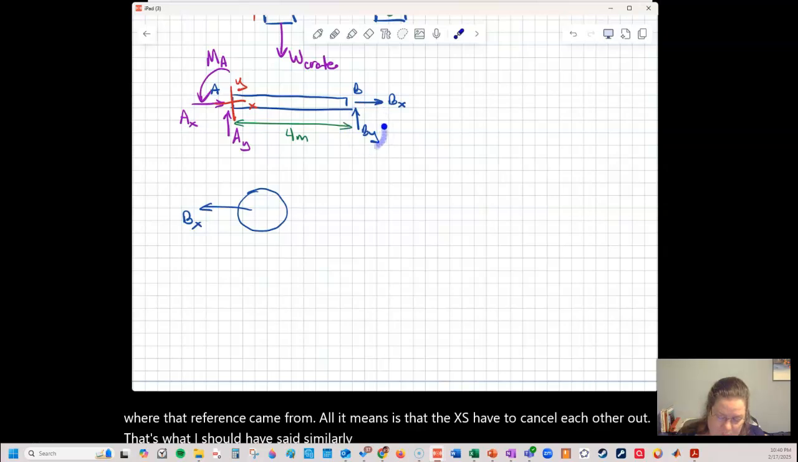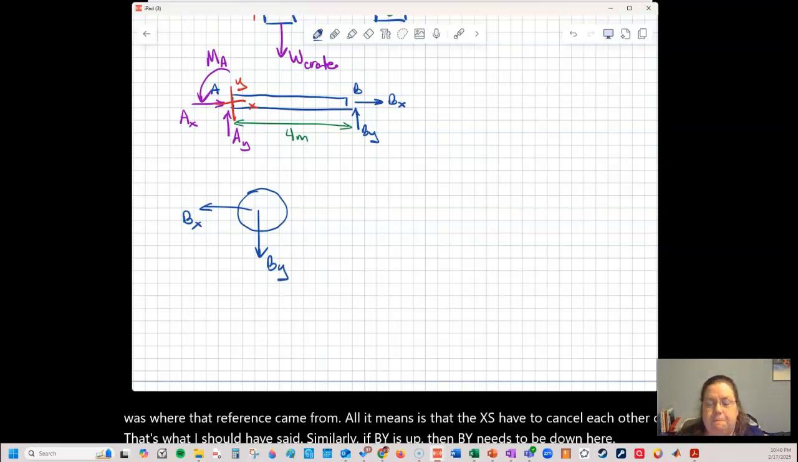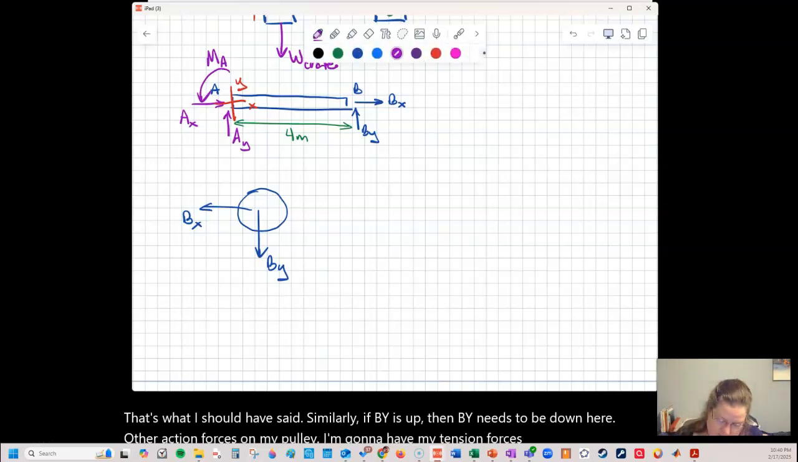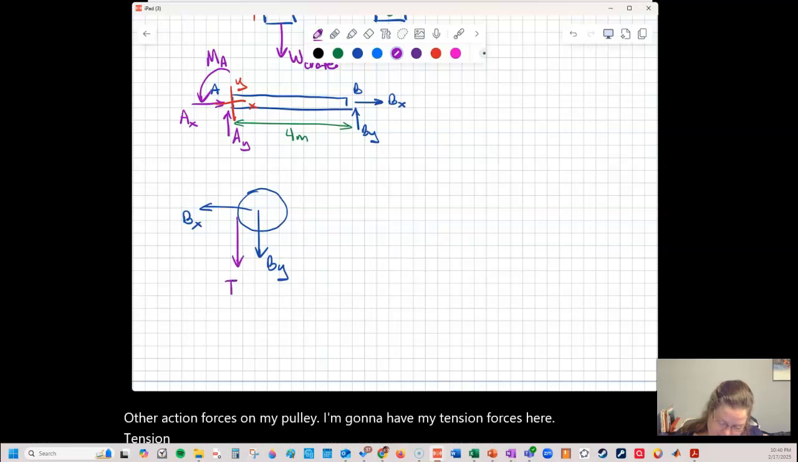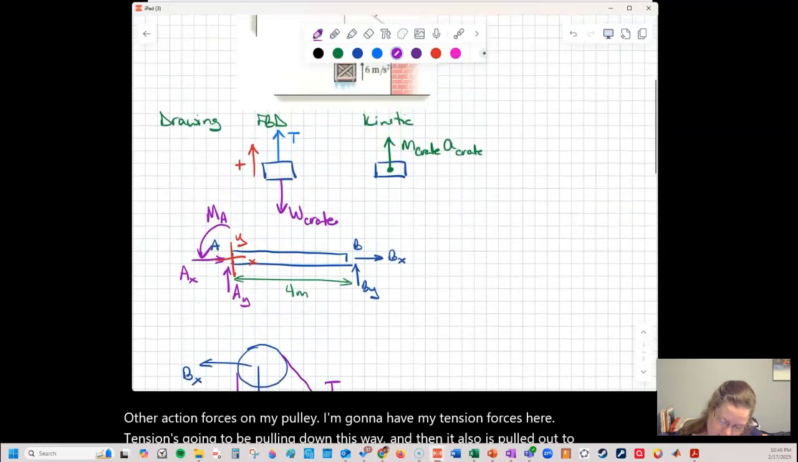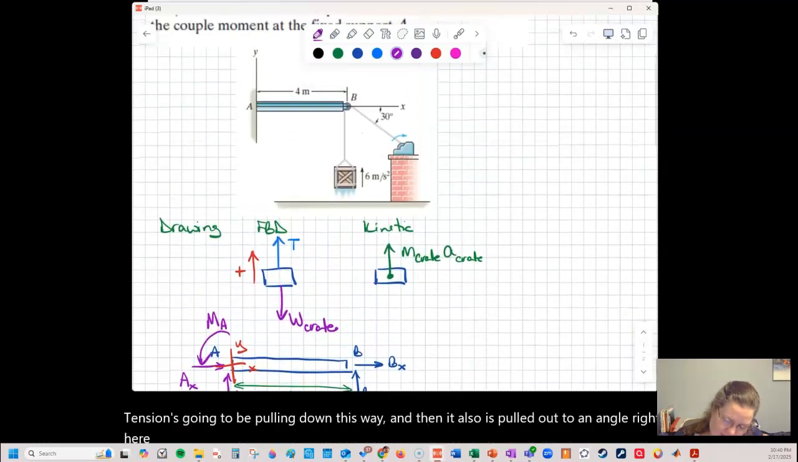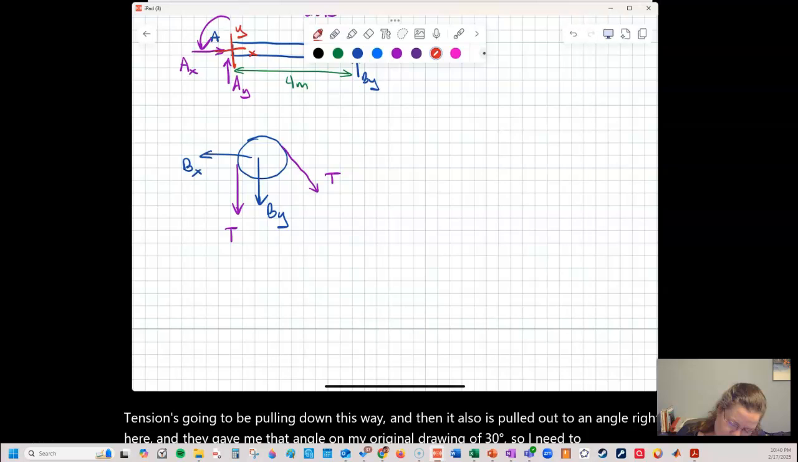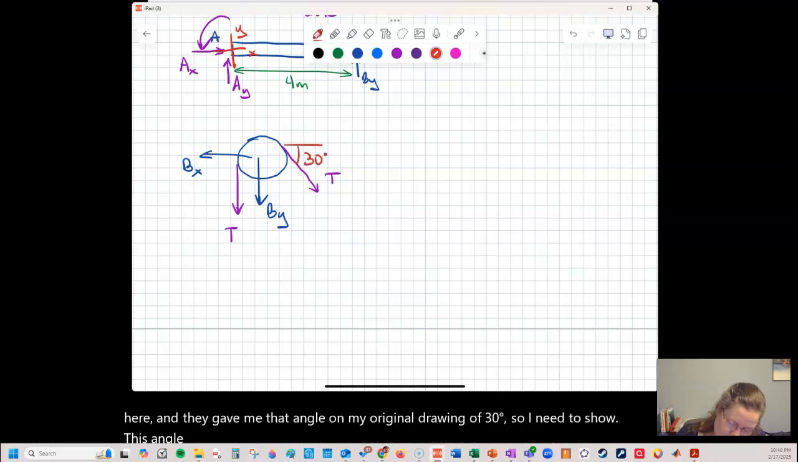Similarly, if By is up, then By needs to be down here. Other action forces on my pulley, I'm going to have my tension forces here. Tension is going to be pulling down this way, and then it also is pulled out to an angle right here, and they gave me that angle on my original drawing of 30 degrees. So I need to show this angle here of 30 degrees.